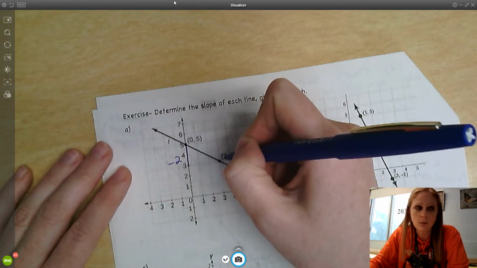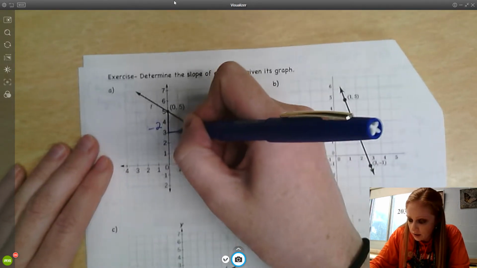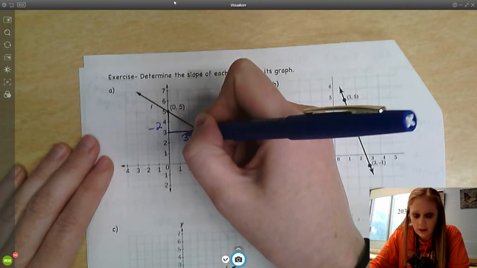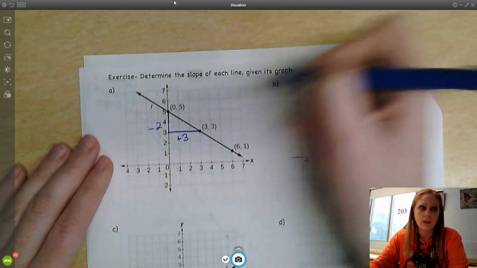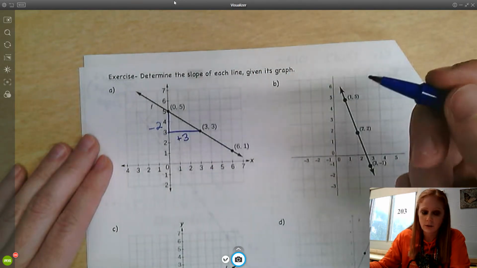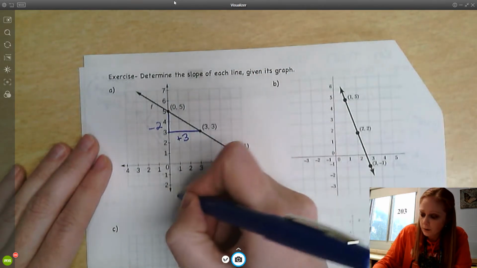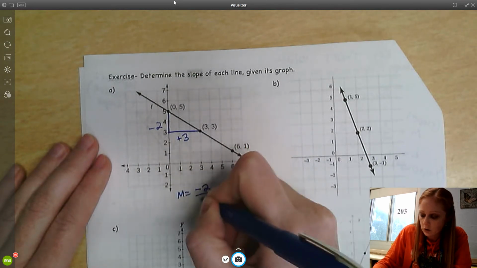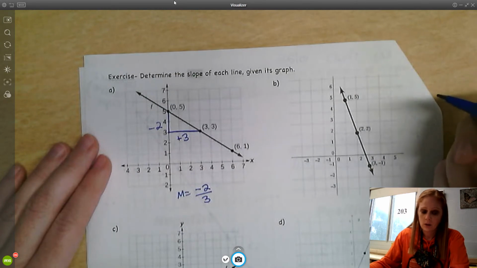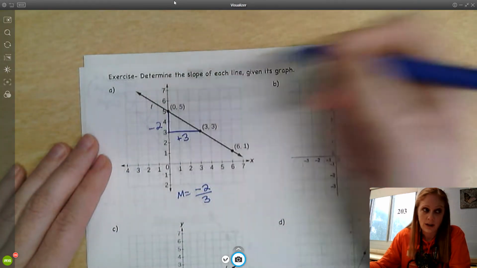Now I'm lined up with this point, so I can start running. And I'm going to run 3, 3 to the right, so it's positive. Down 2, negative 2. 3 to the right, positive 3. So my slope for this one is negative 2 over 3. We went down, so negative 2.